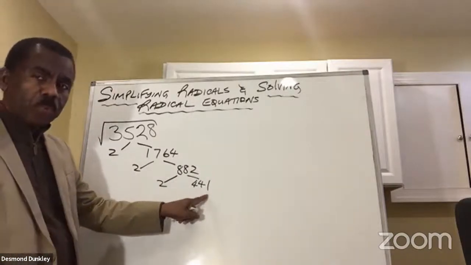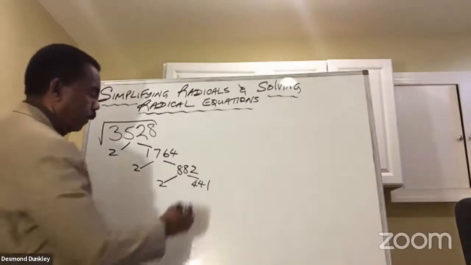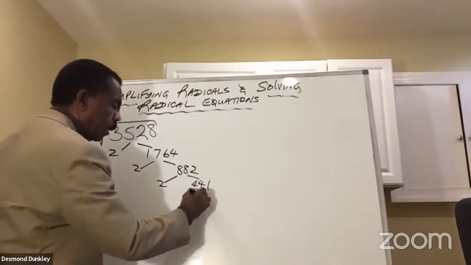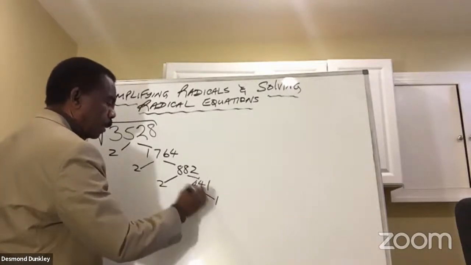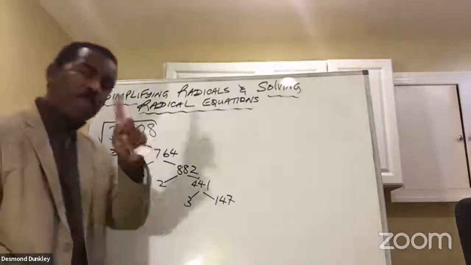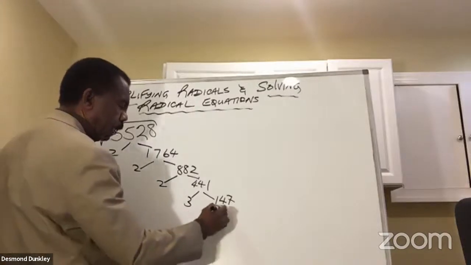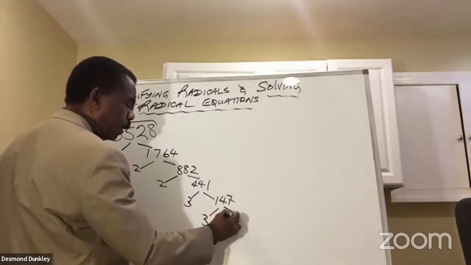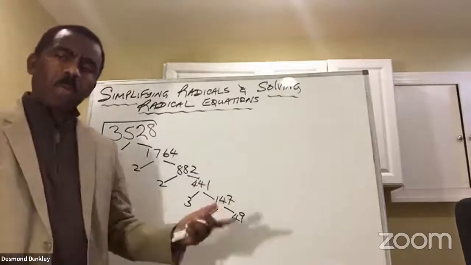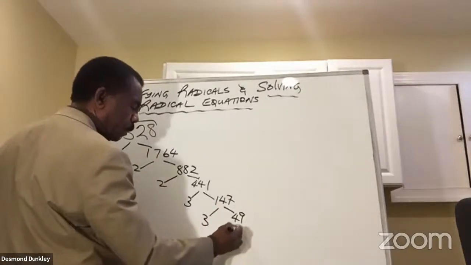I cannot use 2. So let me try 3. 3 into 4, yes, 3 will work. It's 1 4 7. Can 3 work again? Yes, it can. So it's 3 goes 49. And 49, 3 cannot work. However, 7 will.